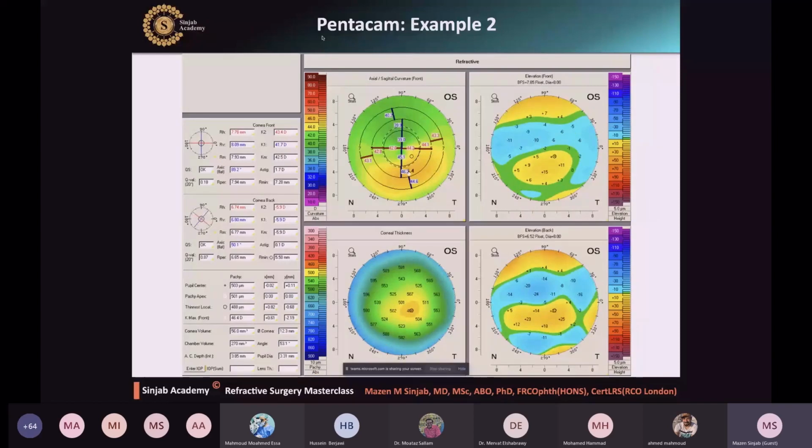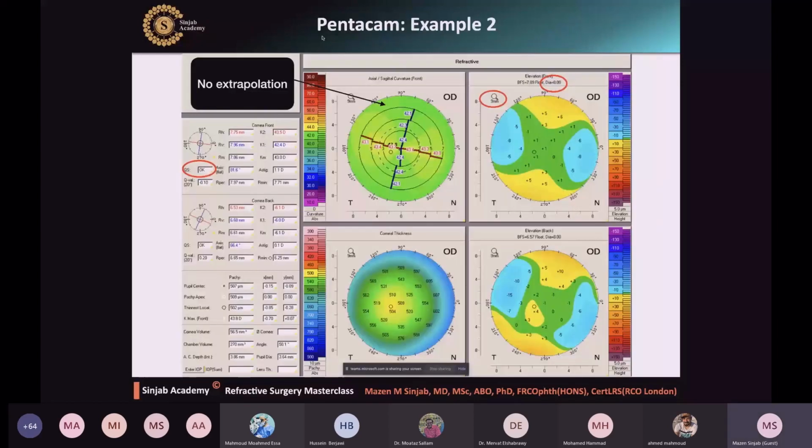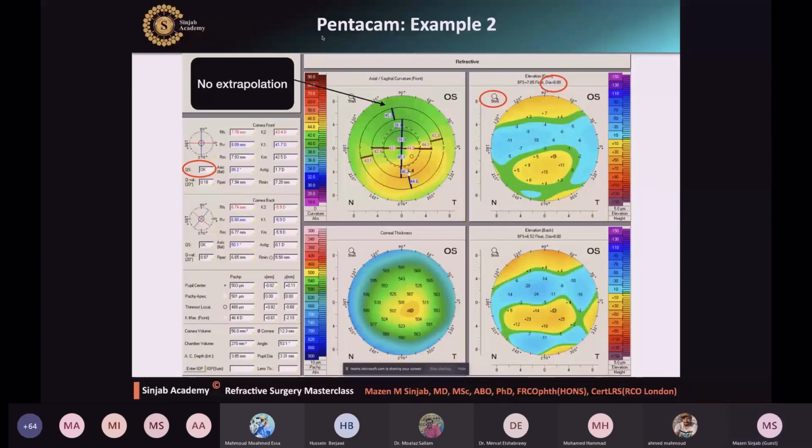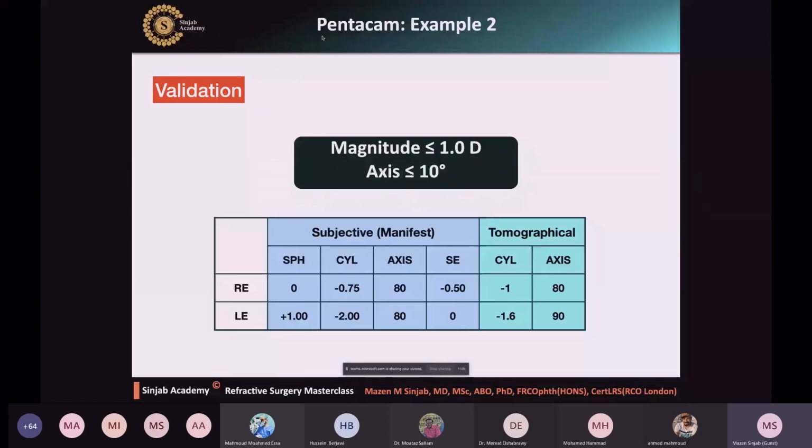Okay, let's study that. Validation. Settings are standardized. Okay, we are using the standard settings. No extrapolation of data. QS is okay. Even in the left eye, everything is okay. And regarding the XY coordinate comparison, both are less than 200 microns. So there is no misalignment. That's fine. We come to the magnitude and axis comparison of astigmatism between both eyes. There is no disparity. So we are okay.